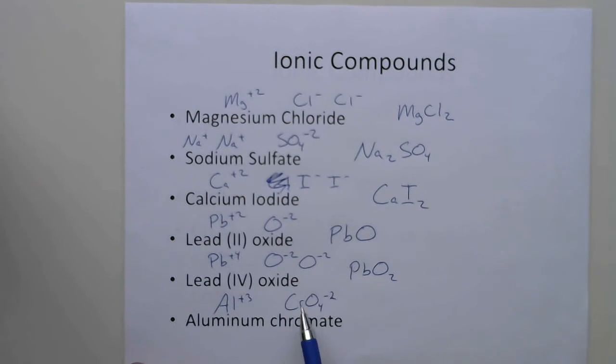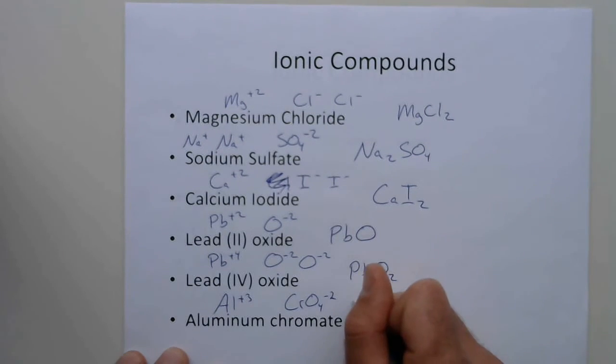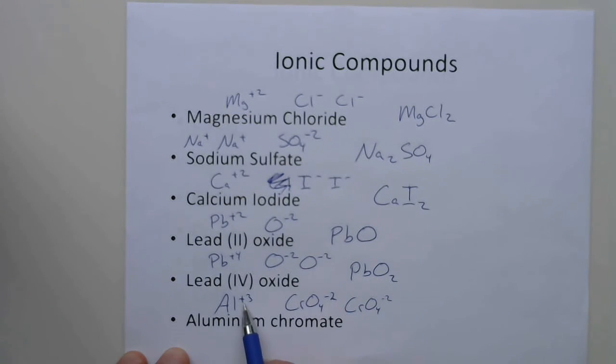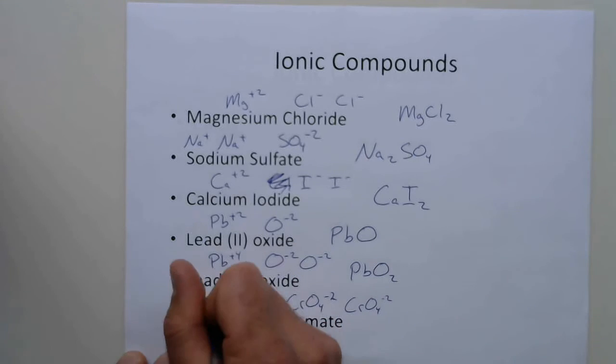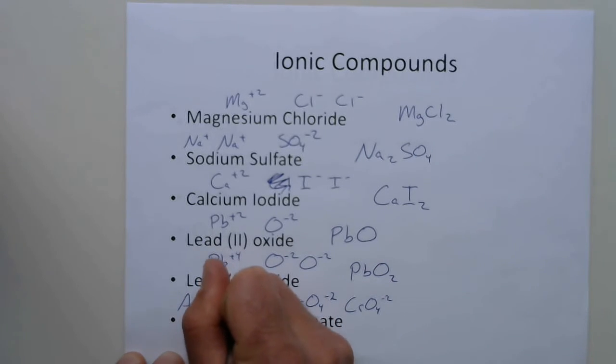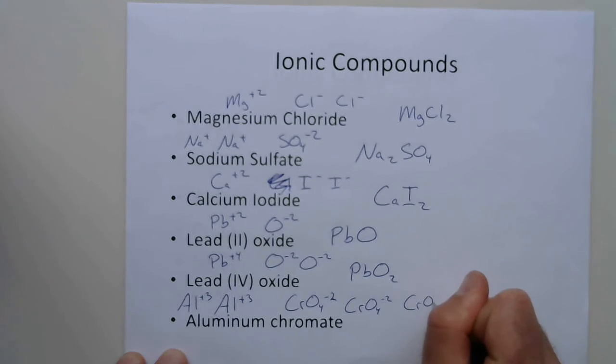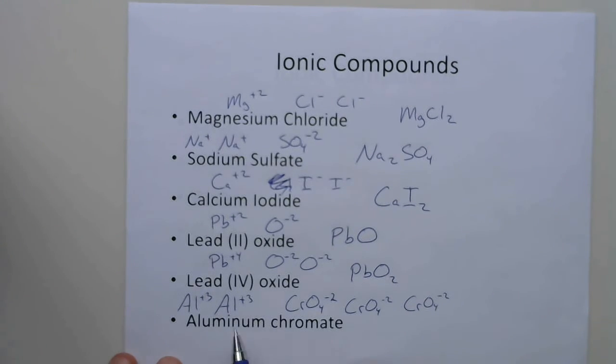Now we'll look at the charges. So we've got a +3 and a -2 charge. We need more negative charges, so we'll add another chromate, CrO4 -2. Now we have 3 positives, 4 negatives, still not balanced. We'll add another aluminum, and we'll add another chromate. With 2 aluminums, that's +6 charge, and with 3 chromates, that's 6 negative charges.